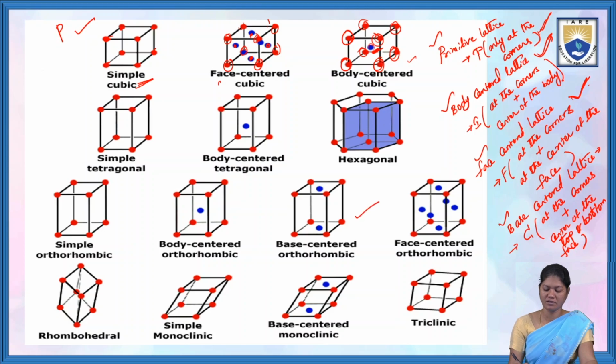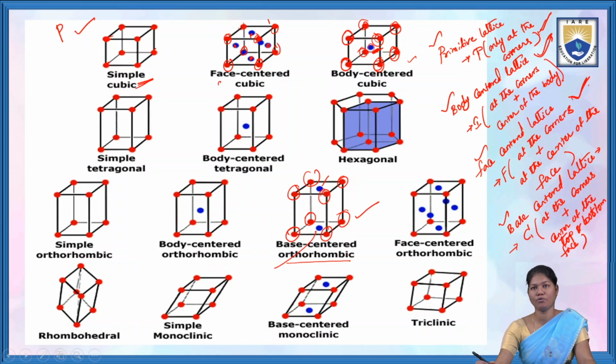This is base centered orthorhombic. If you are taking an orthorhombic crystal, along with the lattice points at each corner, at the center of the top there is a lattice point, and at the center of the bottom face there is another lattice point. So this is a base centered lattice.